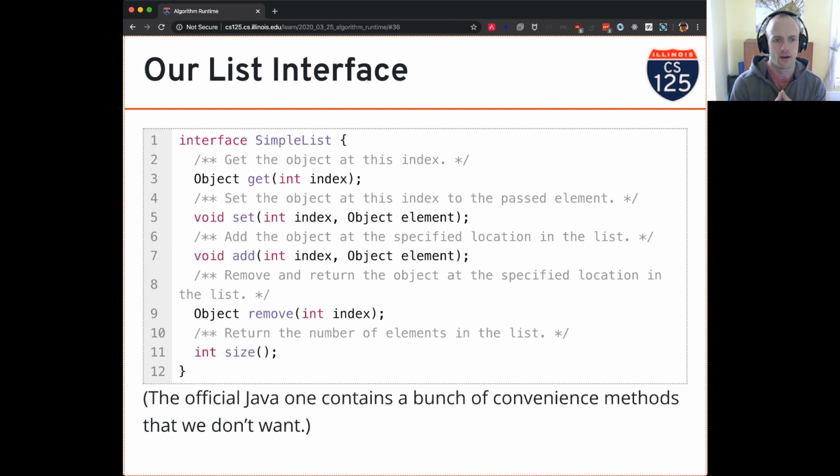It has 5 methods. It has get and set. Get allows me to retrieve an object stored at a particular index. Set changes the value at a particular index. Add inserts an element into the list at a particular position, and remove removes an element from the list at a particular position and returns that element. And then finally, there's also a convenience size method.